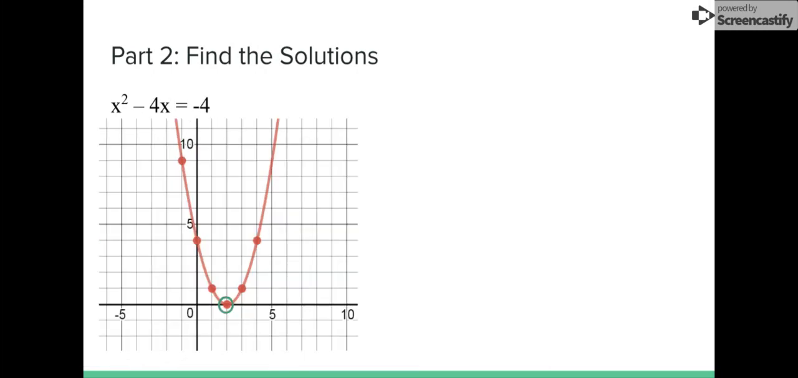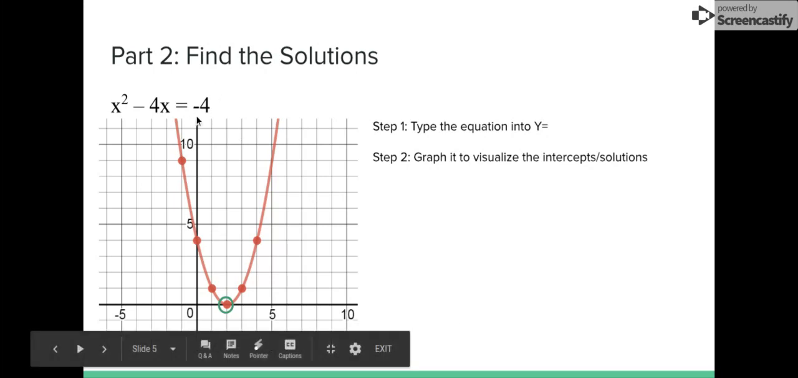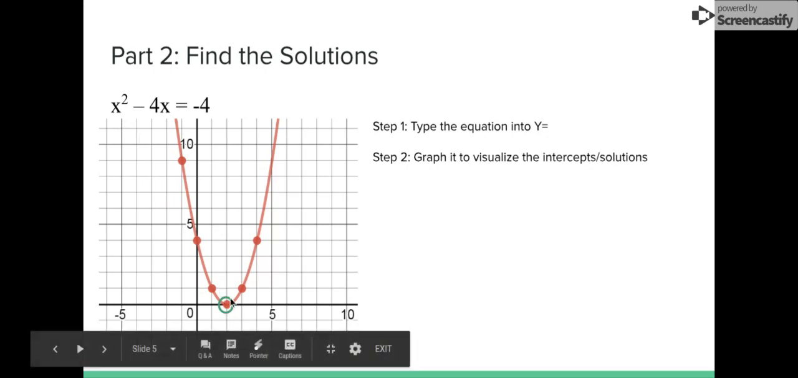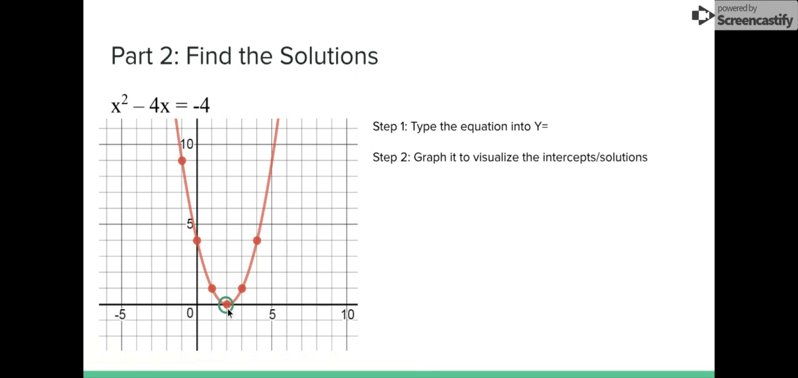Next example, excuse the transition here. Type the equation x squared minus 4x plus 4 equals 0. So it doesn't show it here, but remember, whenever we're solving quadratics, we always set them equal to 0. So you will have to add the 4, that's right here, add that to both sides. So you'll have x squared minus 4x plus 4 equals 0. Graph it, visualize the intercepts, and again, looking at our little green circle, you'll notice this appears to only have one solution. It appears to have only one spot where y equals 0.